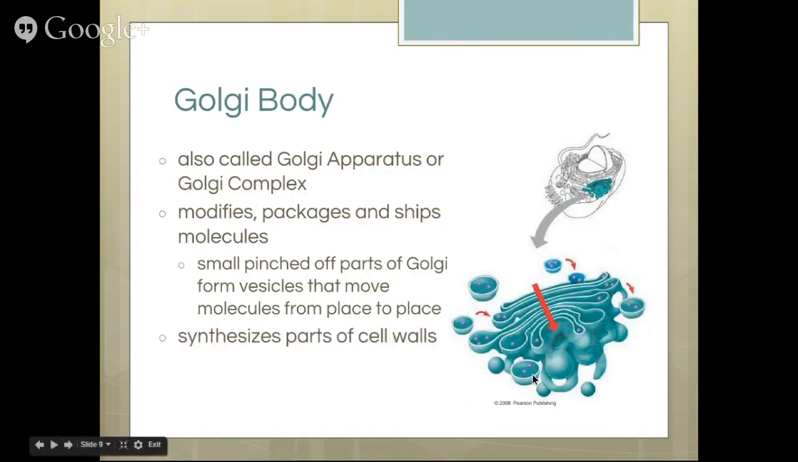The Golgi body can also synthesize parts of the cell wall around a plant cell. So we're still making all this stuff and moving it to different places so it can be assembled and used by the cell.